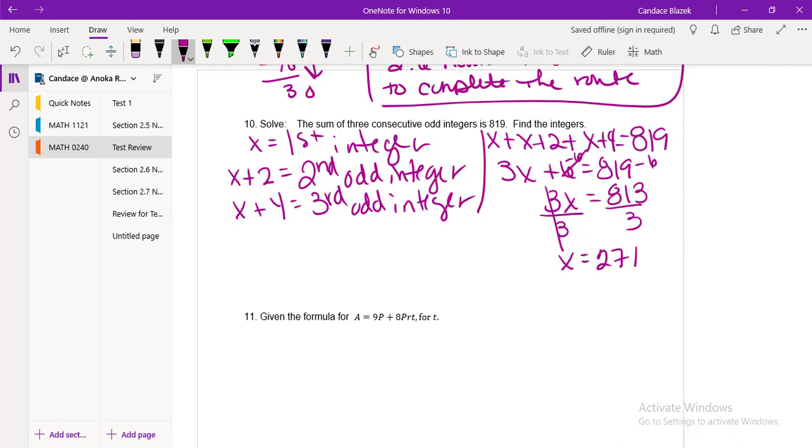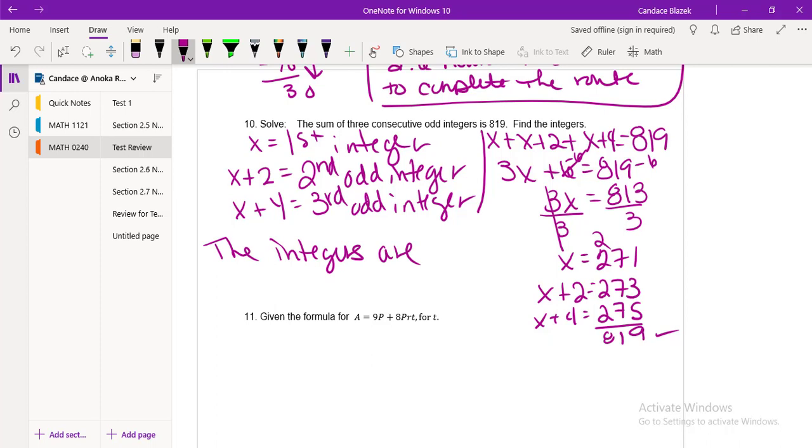All right, so x is equal to 271. x plus 2 is 273. And x plus 4 is 275. Now, as a quick check, I'm just going to add these together. I have them right in a row. And that would be a 9, 1 carried, the 2, 8. Does check.